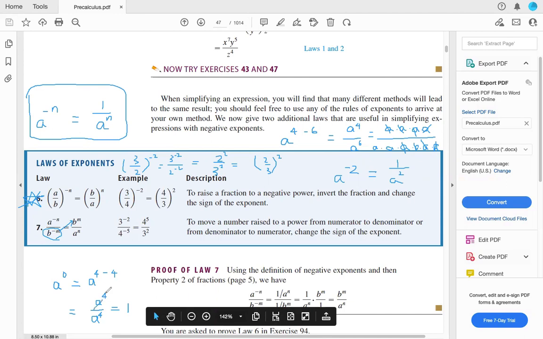So this one and this one cancel out. That's why I get equal to 1. So a to the 0 always equals 1. This is what you learned in previous math classes. So hopefully this helps you.